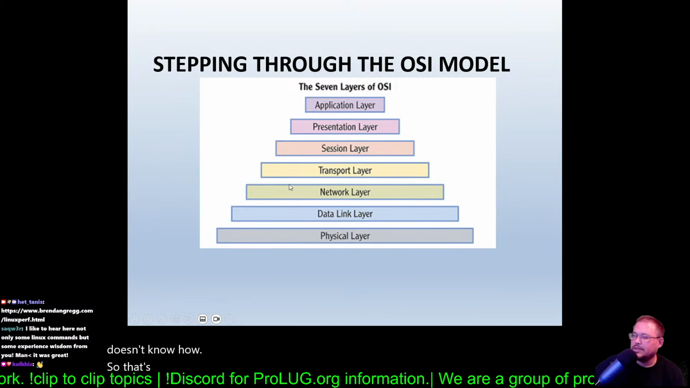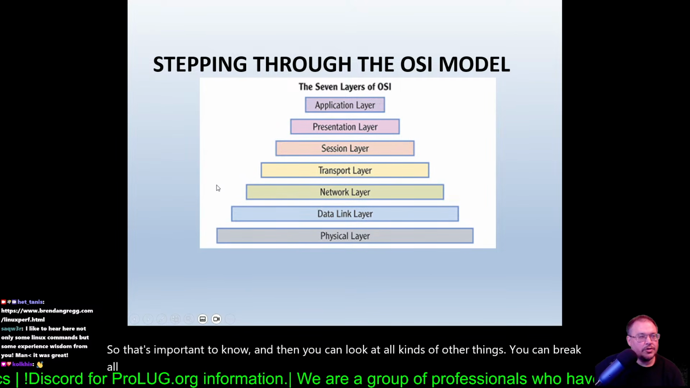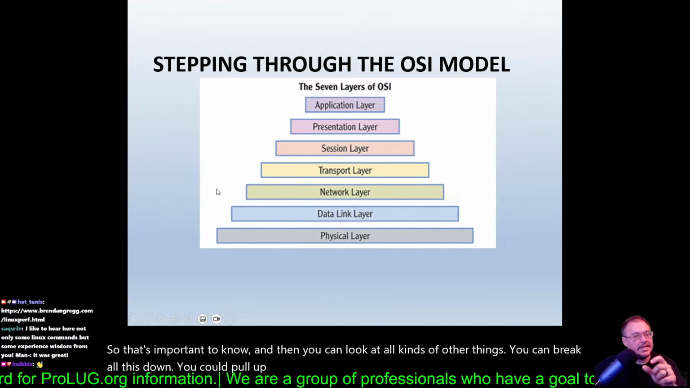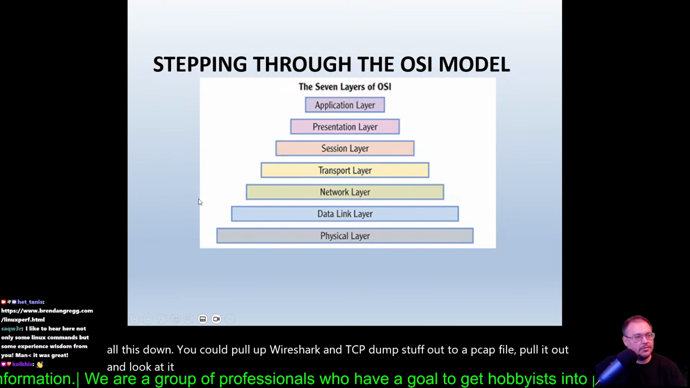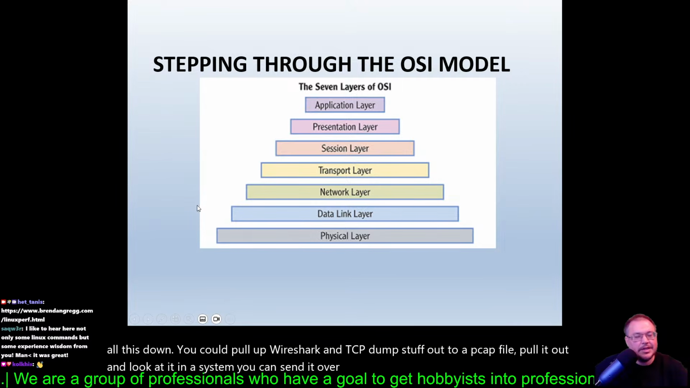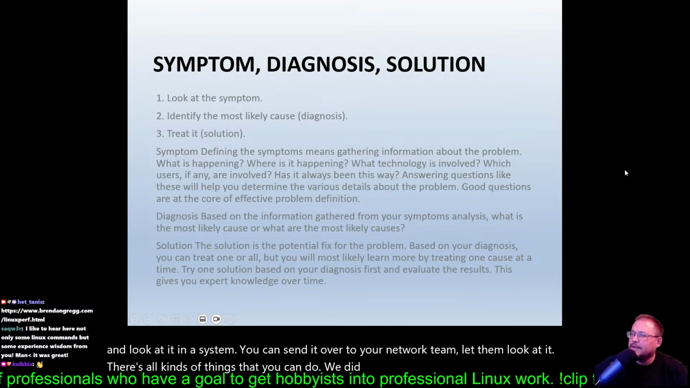And then, you can look at all kinds of other things. You can break all this down. You can pull up Wireshark and tcpdump stuff out to a PCAP file, pull it out and look at it in a system. You can send it over to your network team, let them look at it. There's all kinds of things that you can do. We did some of those yesterday.